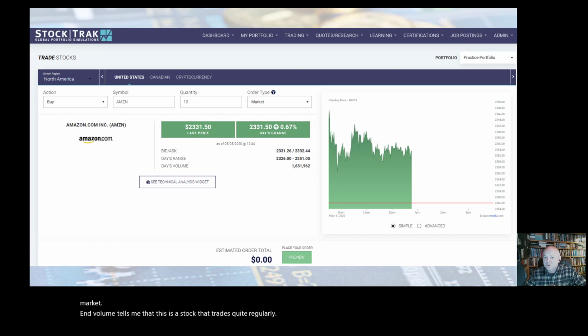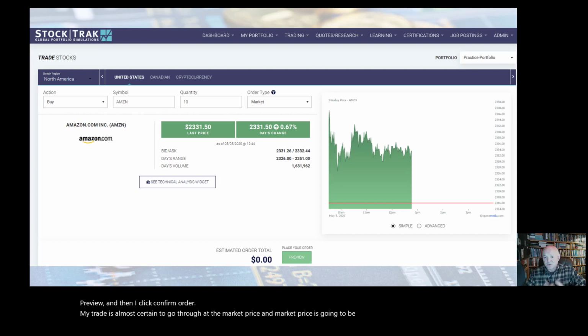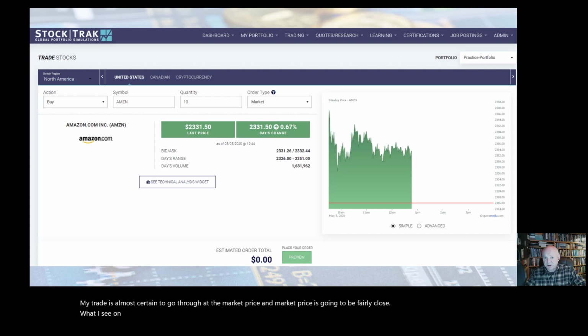So I'd feel pretty comfortable buying 10 or 100 or 1,000 shares at the current market price, that this is going to get filled before the end of trading in a few hours' time. My choice in this case is market. And so as soon as I click preview and then I click confirm order, my trade is almost certain to go through at the market price. And the market price is going to be fairly close to what I see on my screen as the last price.